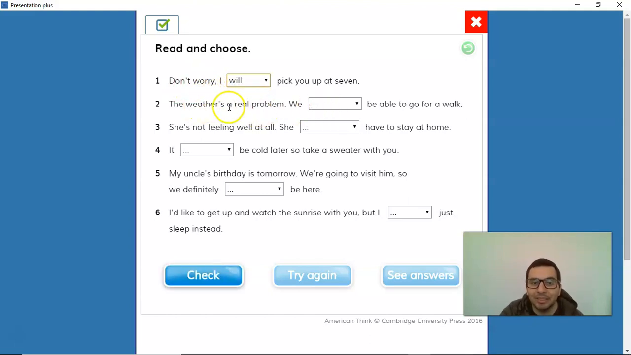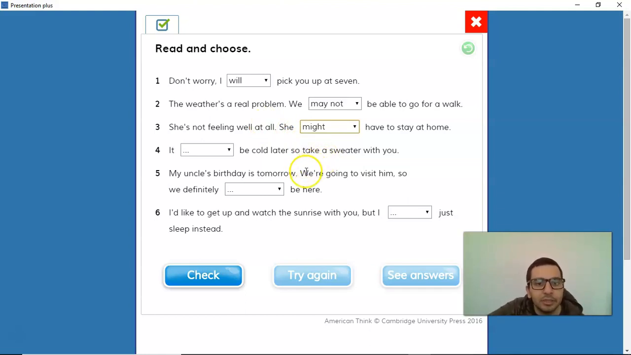Number 2, the weather's a real problem. We blank be able to go for a walk. We may be able to go for a walk. We may not be able to go for a walk. Well, if the weather's a real problem, we may not be able to go for a walk. The negative. Number 3, she's not feeling well at all. She might or might not have to stay in bed. Well, if she's not feeling well, she might have to stay at home.